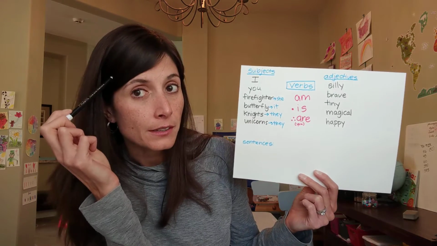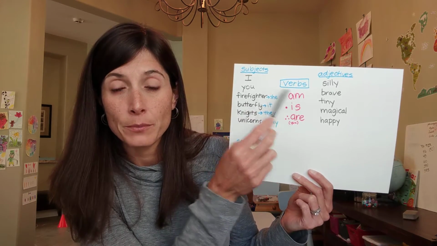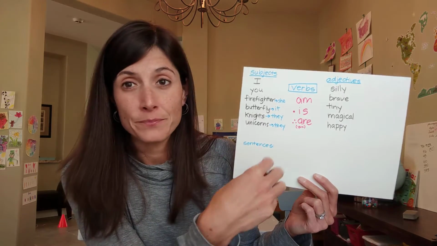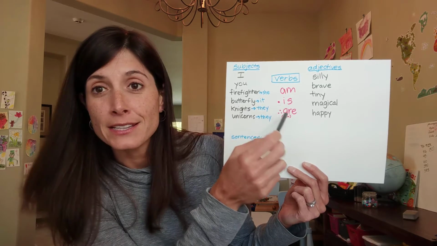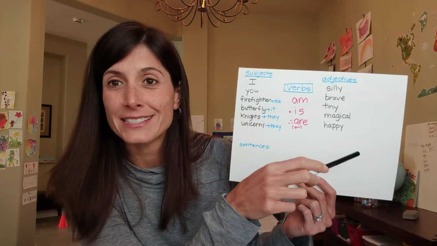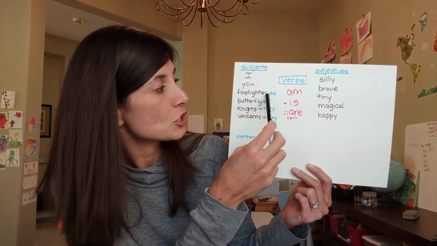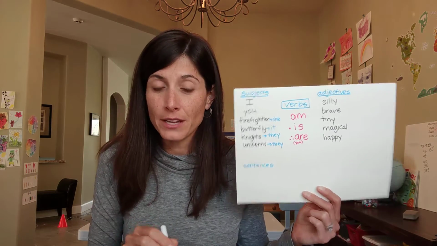Now I have to think, do I use am, is, or are? Remember, am is only used with I, and I am not a firefighter. My choices are is and are. Firefighter is singular, so I use is. So my sentence becomes, she is brave. Go ahead and write that down and make sure your sentence has those 4 things that every sentence needs.